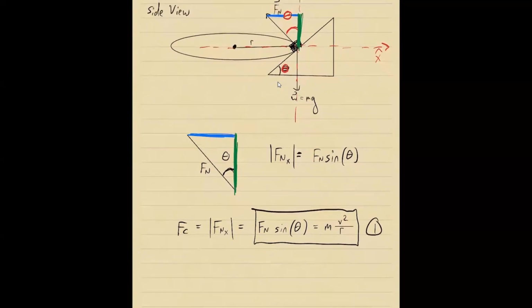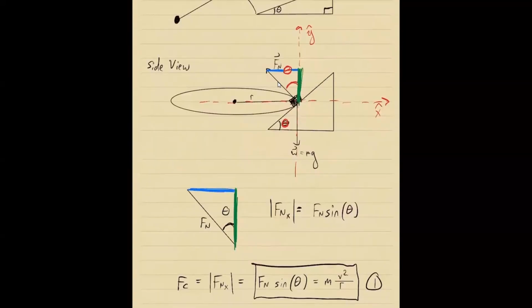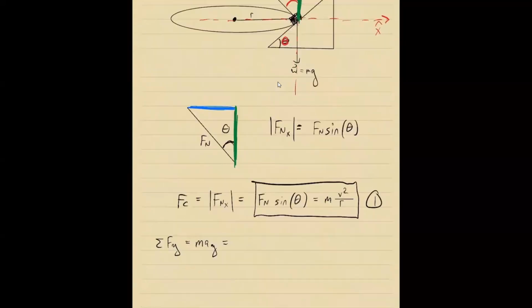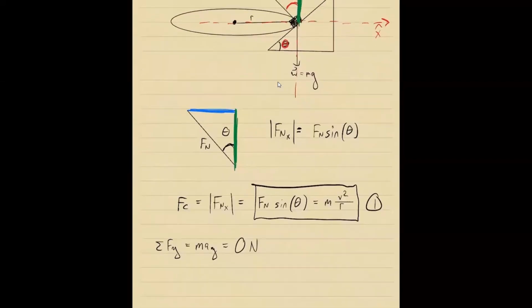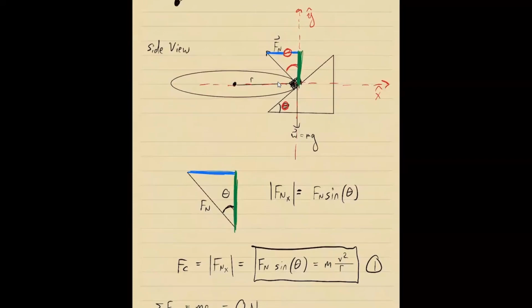Now if we're looking at stuff in the y direction, the sum of the forces in the y direction is going to be equal to the mass of the car times the net acceleration of the car in the y direction. But we don't want the car accelerating in this y direction. We don't want it leaving the track. We also don't want it sinking into the track. So we want the acceleration in the y direction to still be 0. And then the left-hand side is the sum of all of our forces in the y direction.